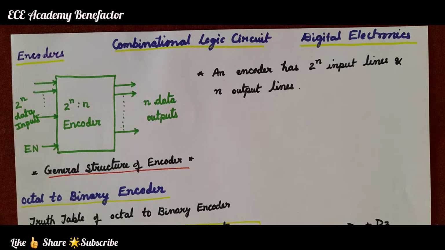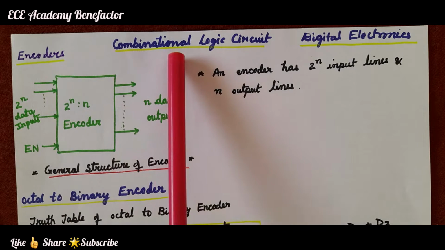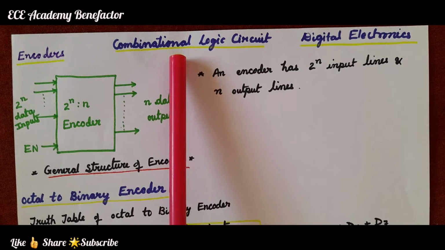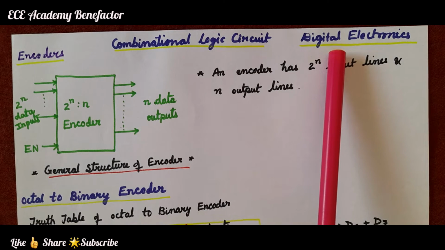The topic of the class is encoder. In this class we will be seeing the definition of an encoder, its general structure and how to draw octal to binary encoder, its logic diagram. So, let us see the definition of an encoder. Encoder is a combinational logic circuit. This topic is from combinational logic circuit unit and the subject name is digital electronics.